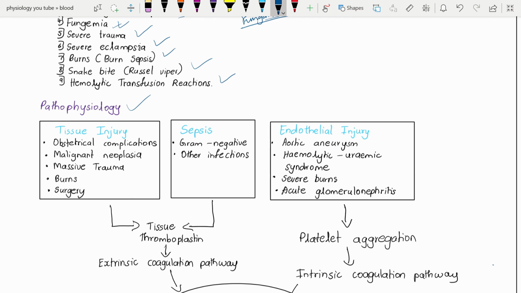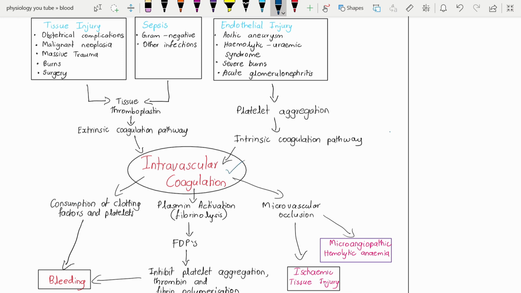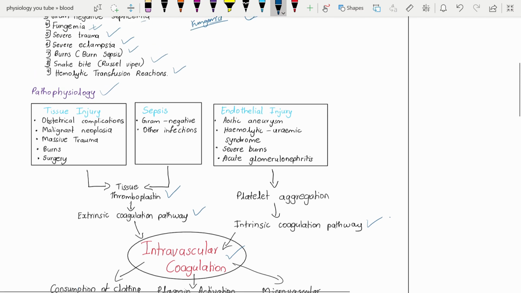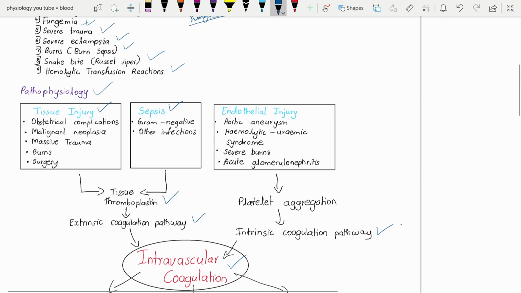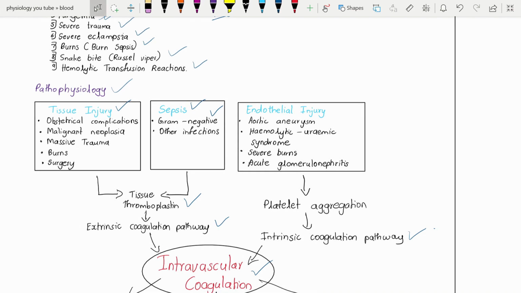Now we will move to the pathophysiology of DIC. We know that there is excess coagulation happening. What are the pathways for coagulation? The extrinsic coagulation pathway and the intrinsic coagulation pathway. We know that tissue thromboplastin is required for the extrinsic pathway. What is the source of the tissue thromboplastin? Why is it present within our bloodstream? There might be a tissue injury or sepsis. Sepsis might happen in gram-negative and other infections, and tissue injury may be due to obstetrical complications, malignant neoplasia, massive trauma, burns and surgery.